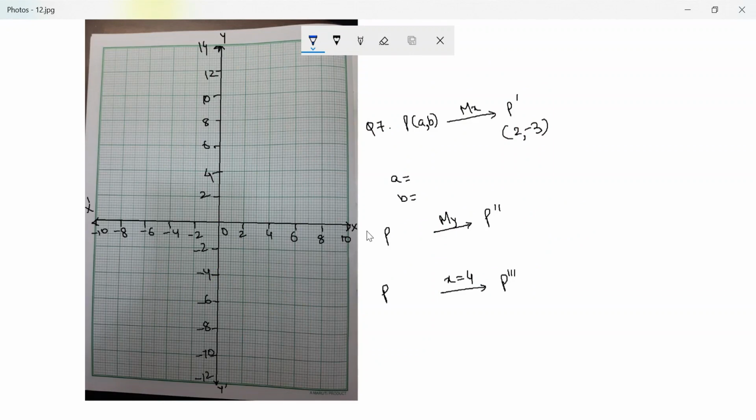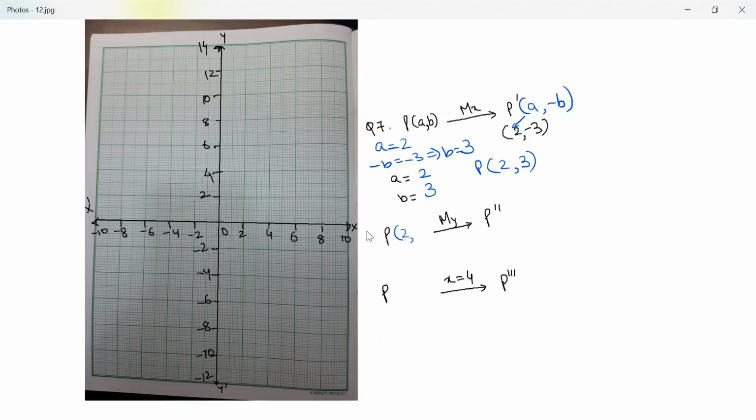Question number 7. Question 7 says a point P(A, B) is reflected in the x-axis to P dash, which is 2, negative 3. So write down the values of A and B. So if I reflect it on the x-axis, the sign of the y coordinate would change, which means this would become A, negative B. So A is equal to 2, and negative B is equal to negative 3, which means B is equal to 3. So my answer is A is equal to 2 and B is equal to 3, and point P is equal to 2, 3. So this is my point P, 2, 3.